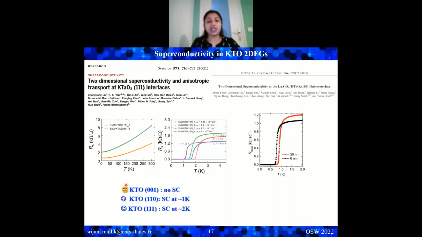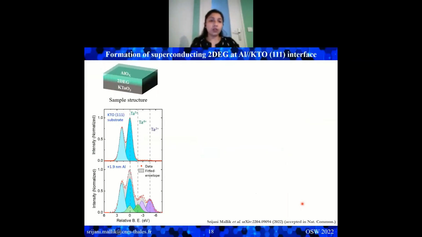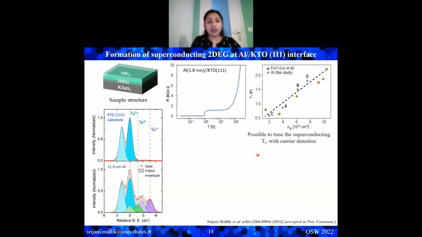So far what we know is that in the KTO 001 direction, there is no superconductivity. However, superconductivity has been found for 110 as well as 111 directions. And for both of these directions, the superconducting critical temperature is much larger, one order of magnitude larger than STO. So in our samples also, we did the same. We took a KTO 111 and we put aluminum oxide. And when we measured this, we found the formation of 2DEG as well as superconductivity close to 2 Kelvin.